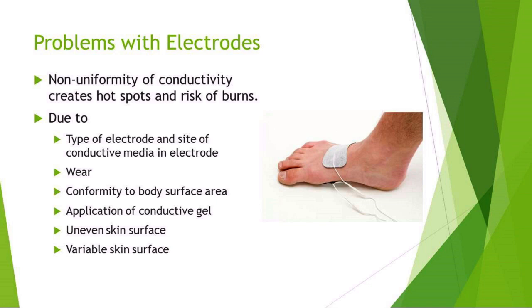If you have too small of an electrode for a big muscle, you get too high a current density and you can cause burns. So just be aware of what you're using and why you're using it and the condition of your electrodes.